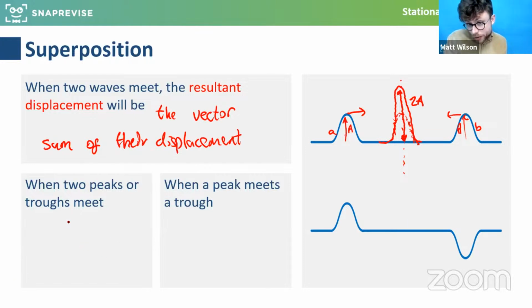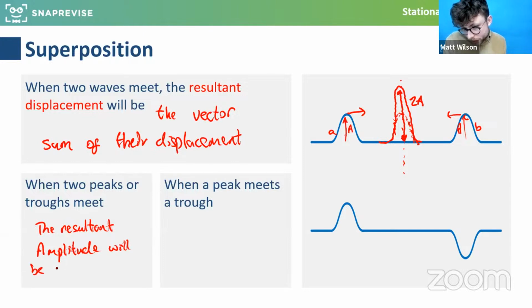Okay. So we just saw this rule on the left here. When two peaks, that's what we had here, or two troughs meet, the resultant amplitude will be the sum of those amplitudes.